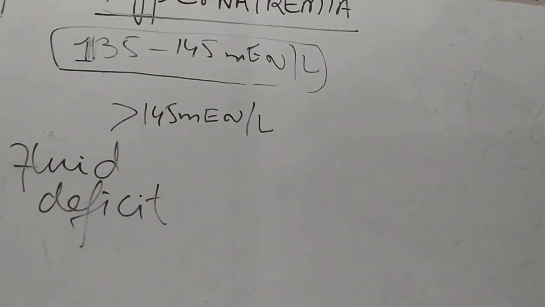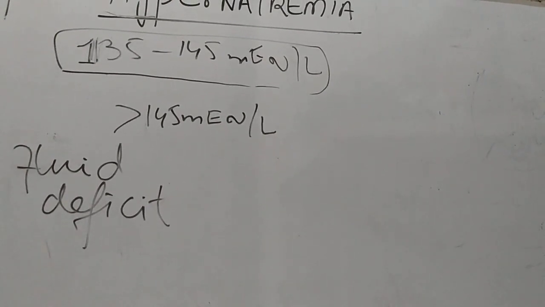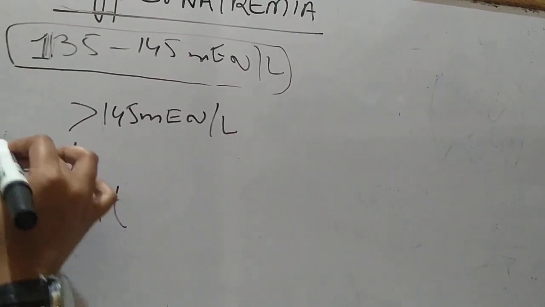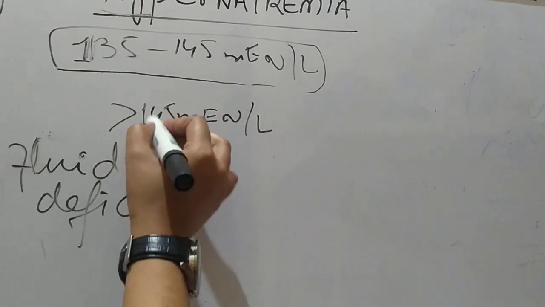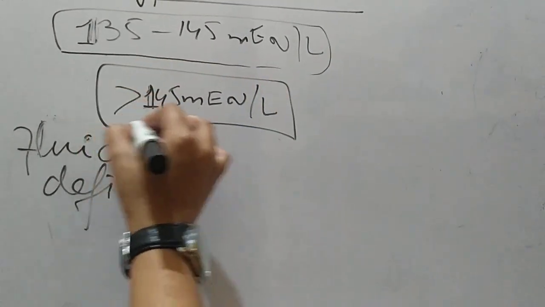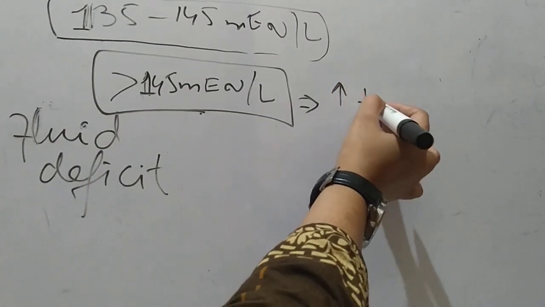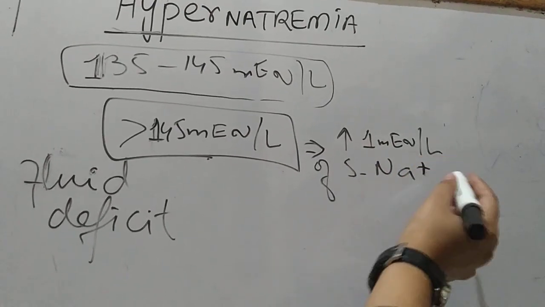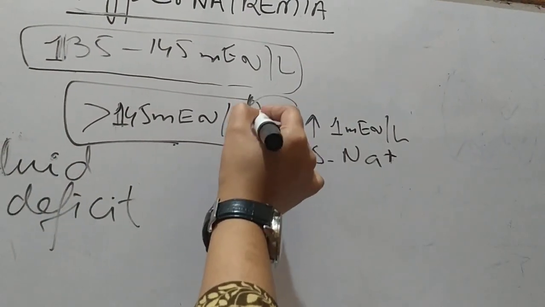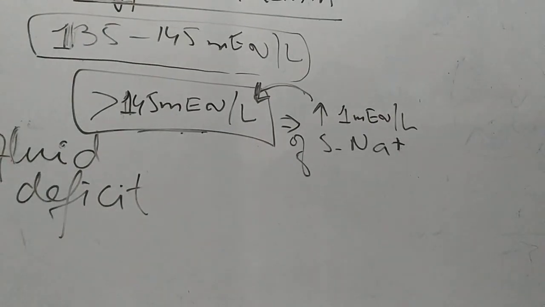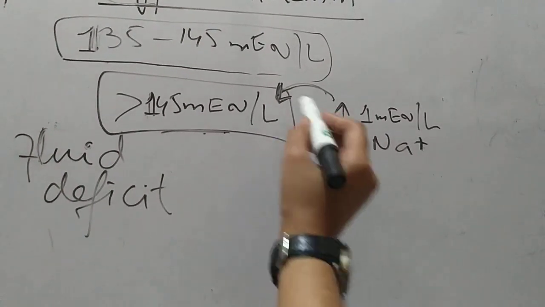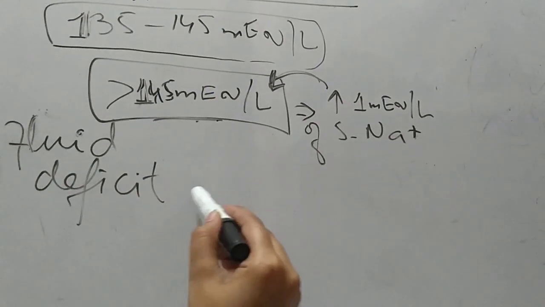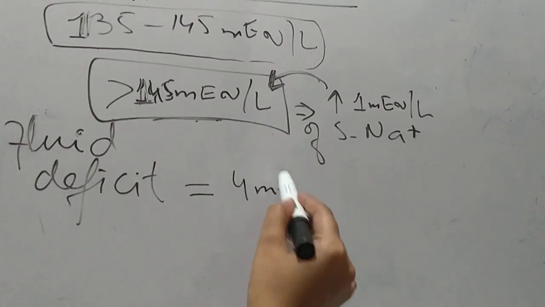We can calculate it by a very simple formula, as we know: each rise of 1 milliequivalent per liter of serum sodium above 145 will cause a fluid deficit of 4 ml per kg.